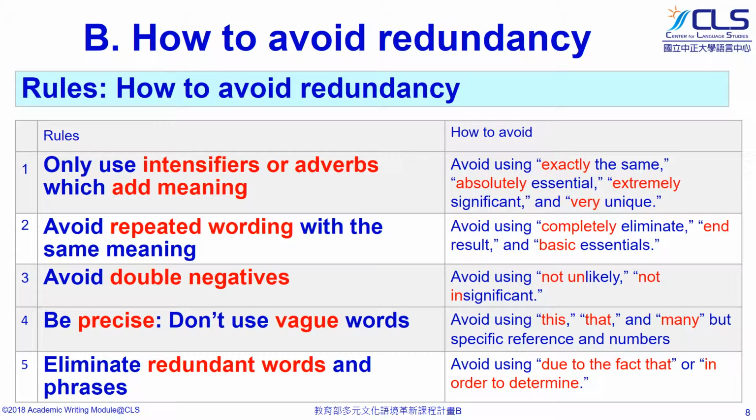Third, avoid double negatives. Fourth, use precise words instead of vague words. And fifth, remove the redundant or unnecessary phrases. For example, we can use because instead of due to the fact that to make it more concise.